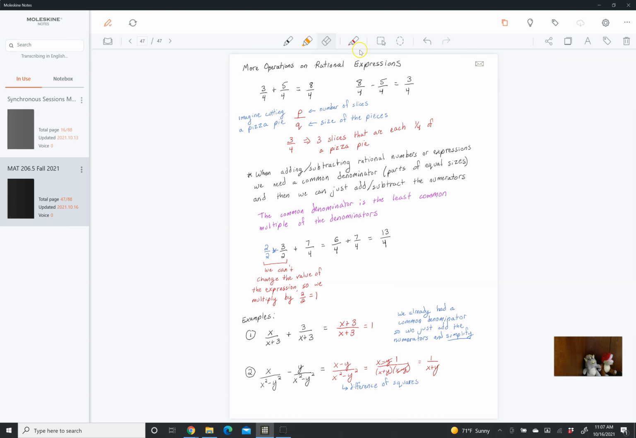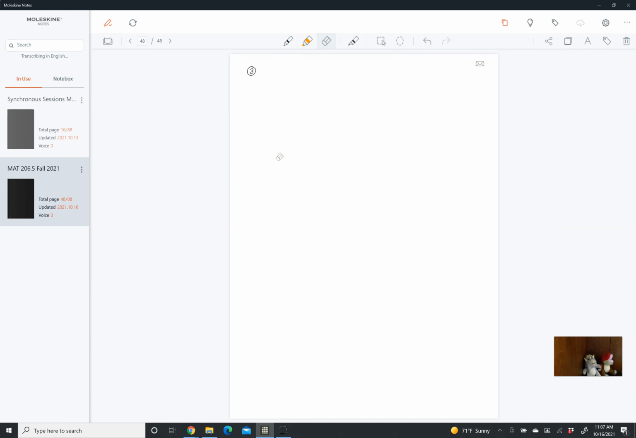Let's try another one. Let's say that we have 2x minus 3 over x minus 2 minus x minus 1 over x minus 2. Okay, so once again, first thing that you do is check the denominators. We have an x minus 2 and we have an x minus 2. The denominators are the same, so we don't have to do anything else there.